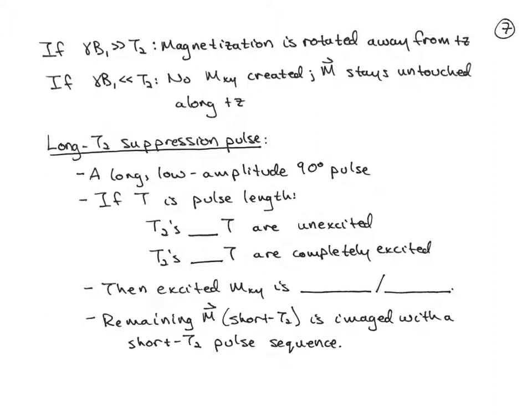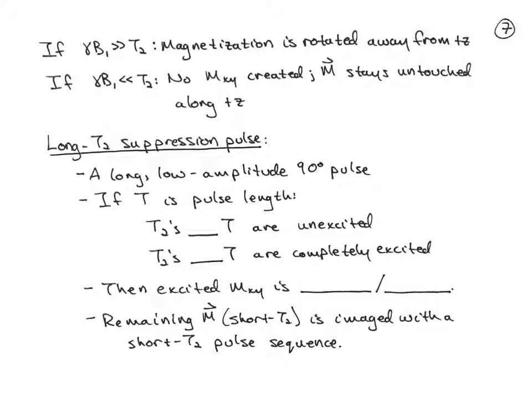Now, if the strength of the RF pulse is much, much bigger than T2, then magnetization will be rotated away from the plus z-axis before it is destroyed. On the other hand, if the strength of the RF is much, much less than T2, then no MXY will be created and the magnetization will stay untouched along the plus z-axis.